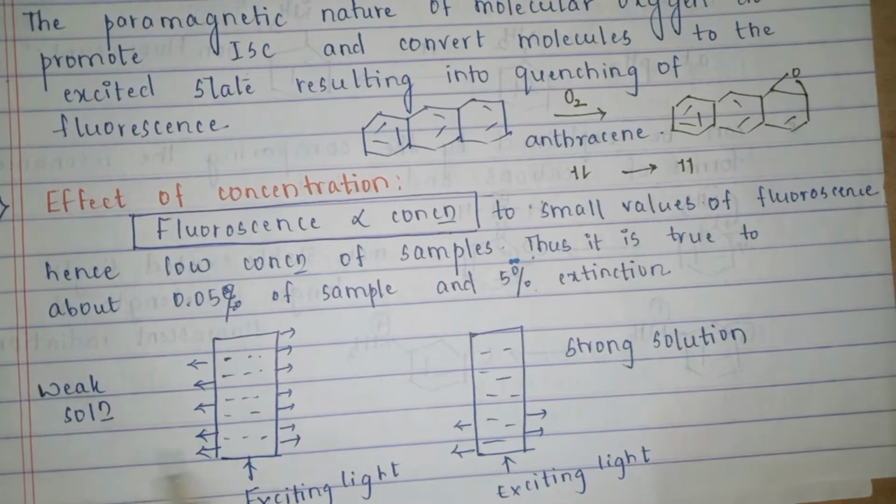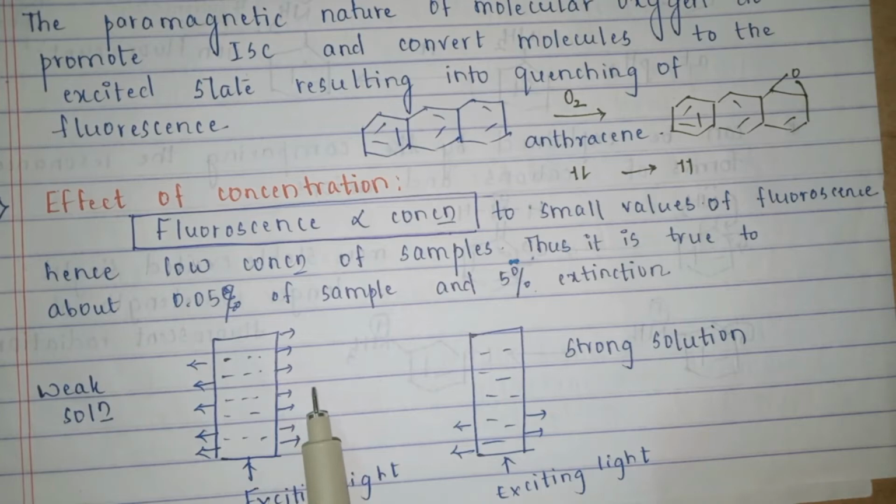We try to understand that this is a weak solution and there is a strong solution. In the weak solution, look at the number of exciting lights. That means they get excited. If the number of exciting lights is more, then obviously the number of emission lights will also be more.